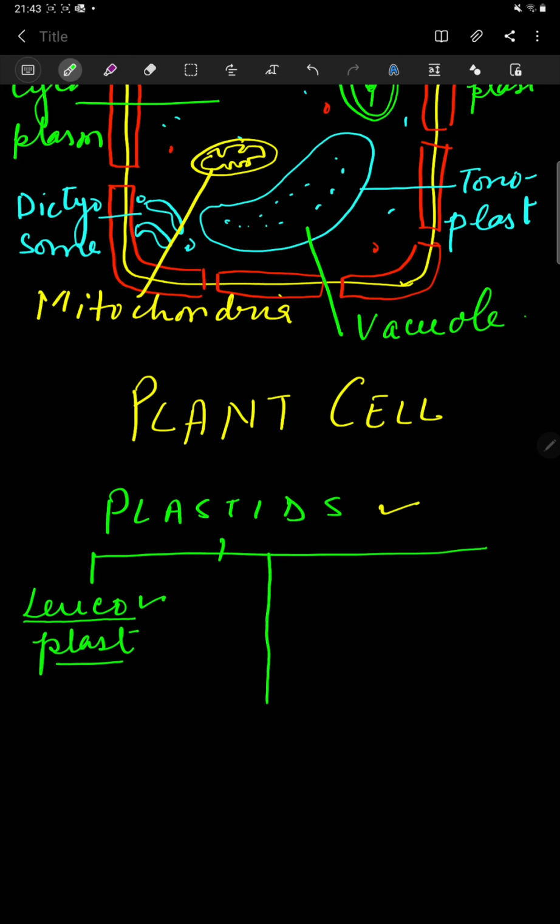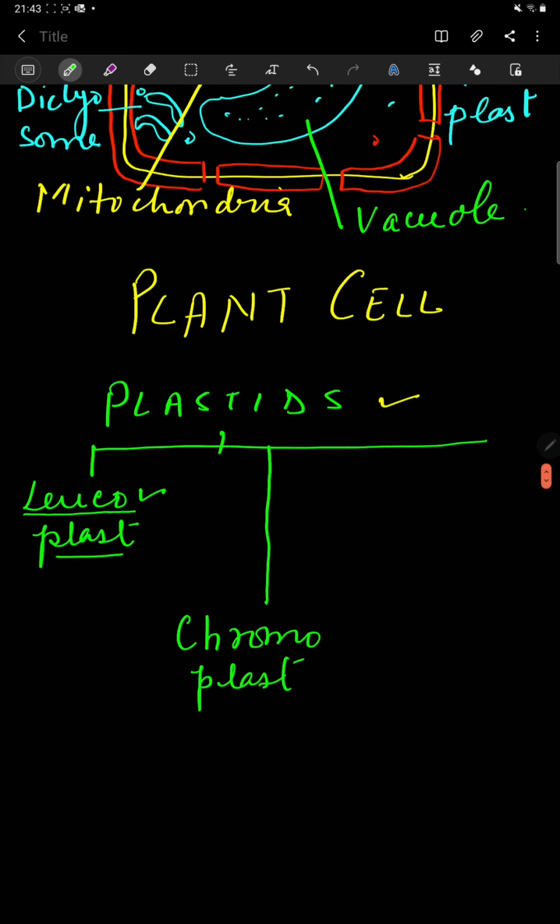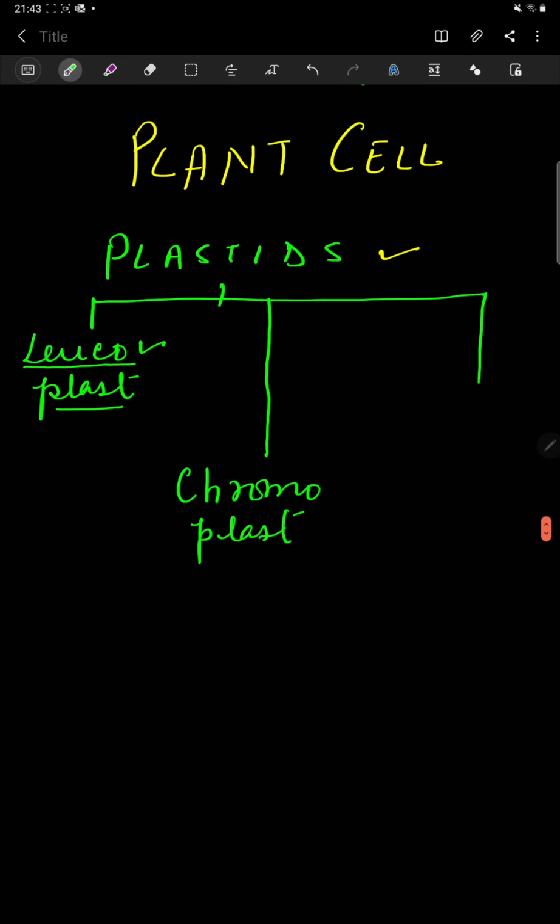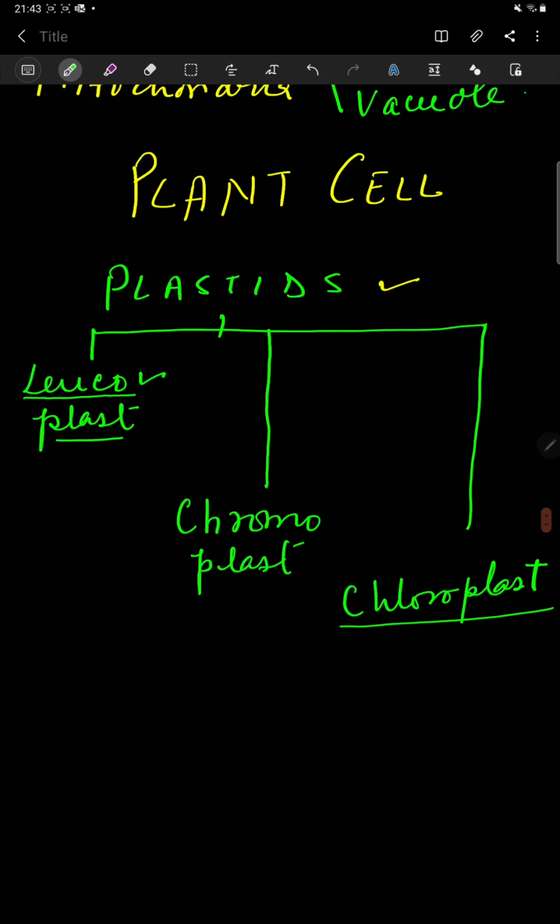The second one is termed chromoplast, C-H-R-O-M-O. And the last one, the third one, is chloroplast. Now come one by one. I am going to start with the chloroplast.